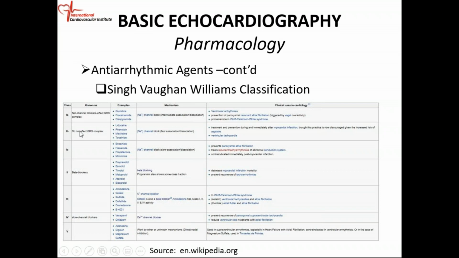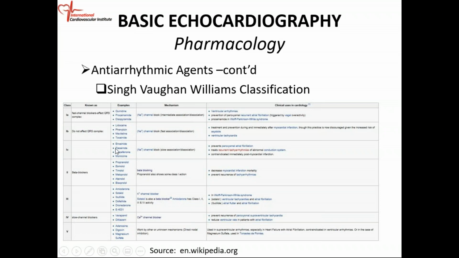Your class 1B, which is still sodium channel blockers, includes lidocaine, this is IV lidocaine, IV phenytoin, mexiletine, tocainide. For the same reasons, we used to use a lot of IV lidocaine when patients had a heart attack and they shipped up to the intensive care unit. We use lidocaine to prevent ventricular tachycardia, but the lidocaine was also killing the patient. So we rarely use it unless the patient has profound ventricular tachycardia, which is probably not responsive to anything else.